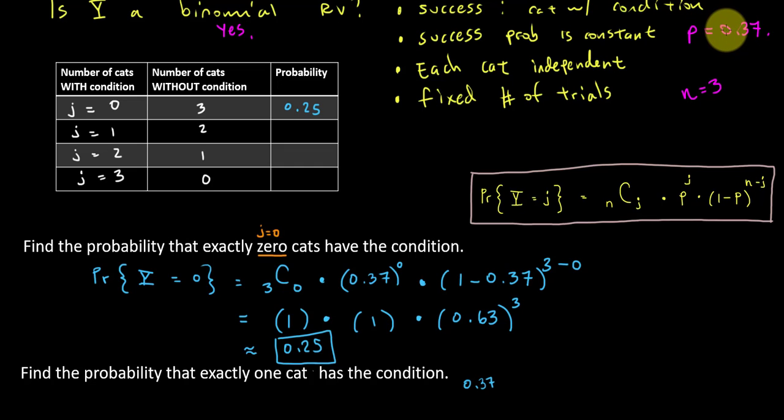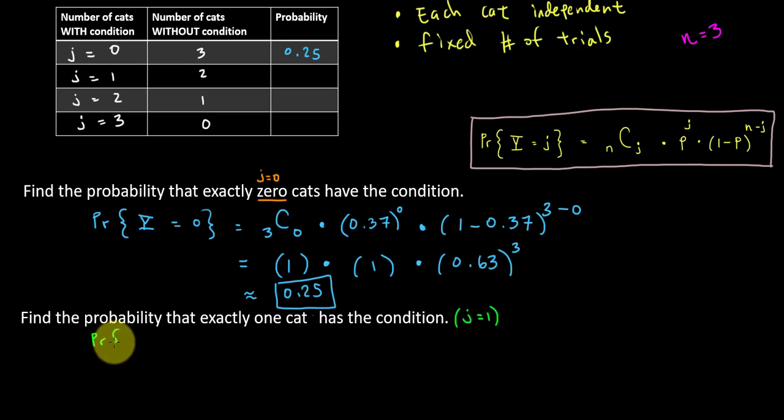0.37 is the chance that 1 cat out of a group of 1 has the condition. This is a question about 1 cat, any 1 cat in the group of 3 with the condition. So let's backspace. Number of successes here is j equals 1. We now know what to plug in to every portion of our formula. I will scroll down a click.